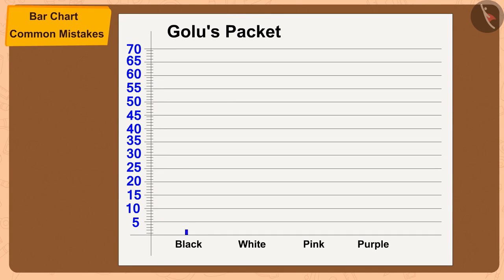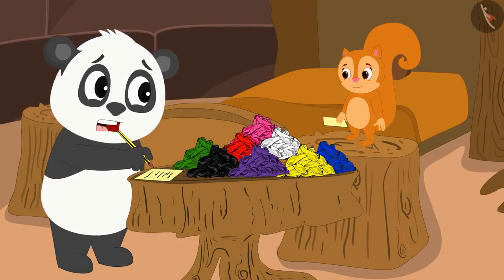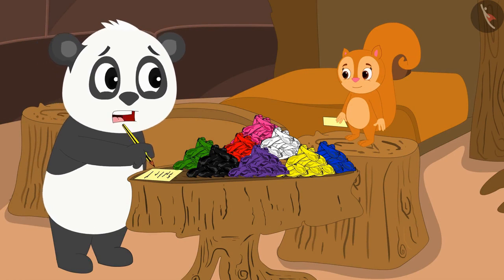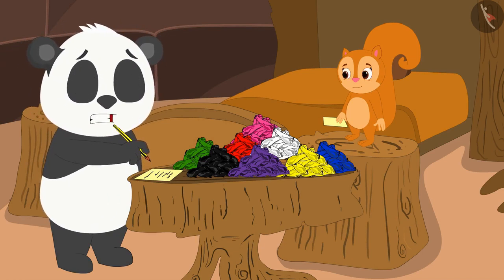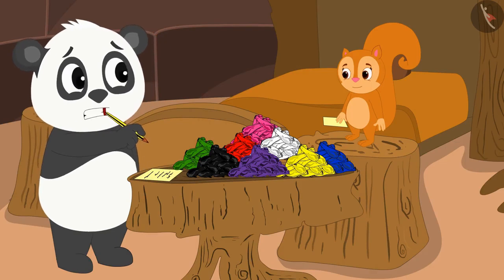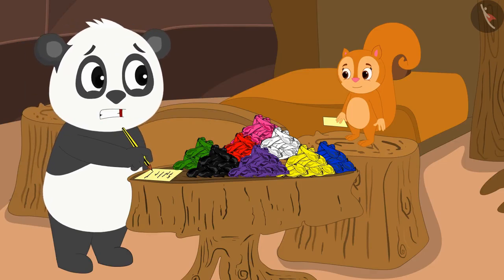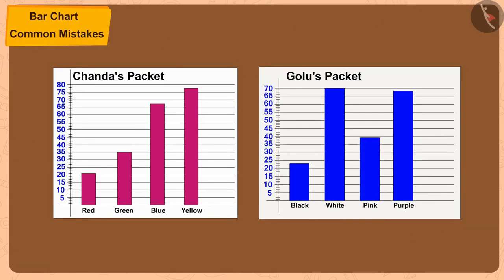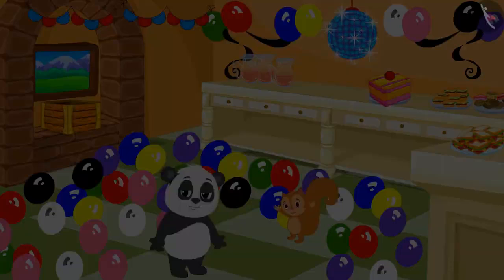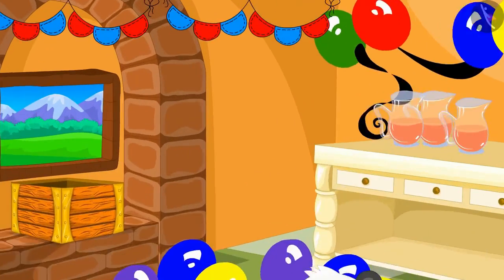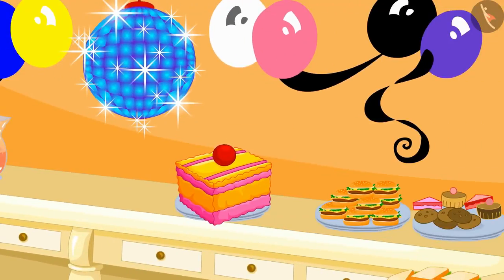Golu quickly showed the number of black balloons, 23, by making a rectangle of height 3 small parts higher than 20. Chanda, I understood my mistake. From now on, before making a bar chart, I will decide the scale and only then start making the bar chart. Chanda and Golu made their own bar charts and with the help of that information, decorated Bhola's house with beautiful balloon patterns for his birthday.